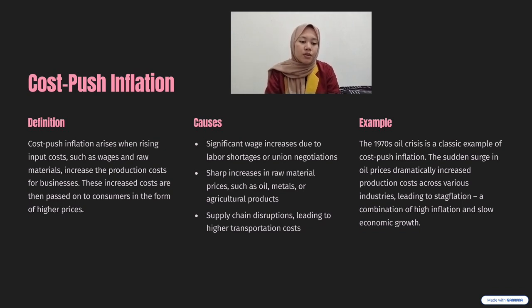Example: the 1970s oil crisis is a classic example of cost-push inflation. The sudden surge in oil prices dramatically increased production costs across various industries, leading to stagflation, a combination of high inflation and slow economic growth.